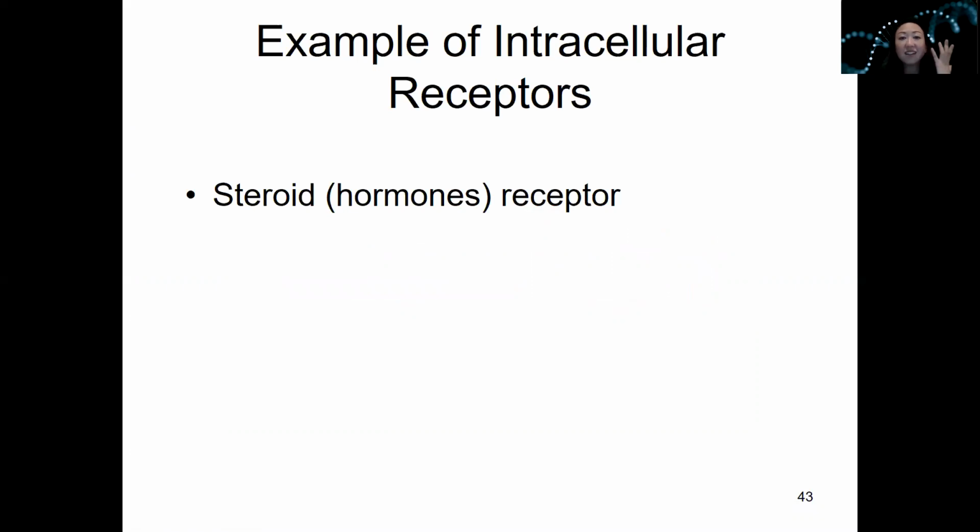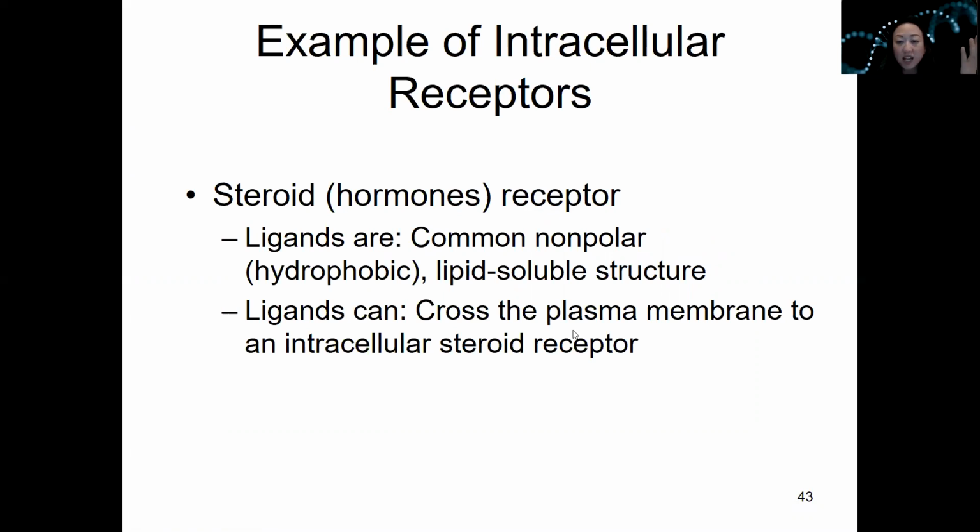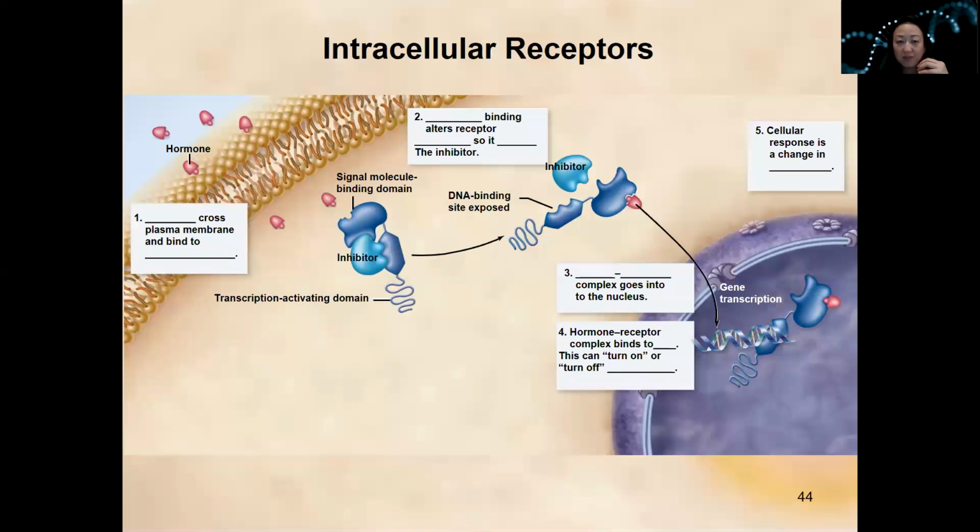Now, the main example you can think of for intracellular receptors will be hormones. Okay, these are usually nonpolar, so they are hydrophobic, and they can cross the plasma membrane. So their receptors are usually inside the cell. Now let's talk through this. This red looking molecule is the hormone. And you don't see any cell surface receptor because its receptor is inside. So the first step is the hormone is going to cross the plasma membrane and then bind to its intracellular receptor.